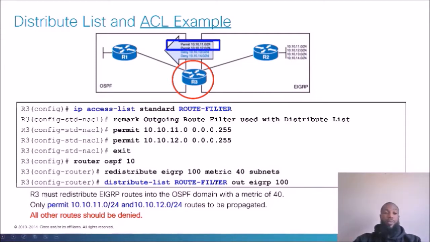You look here at the bottom: router 3 must redistribute. This is basically saying router 3 must redistribute EIGRP routes into the OSPF domain with a metric of 40. And that's what this is saying right here. Only permit, right here in the blue, the 10.10.11 and the 10.10.12 routes to be propagated. So we're only going to give these routes, basically. Router 2 is only going to share those routes. Anything else, deny, because remember, it's just like an access control list. There's an implicit deny at the end.